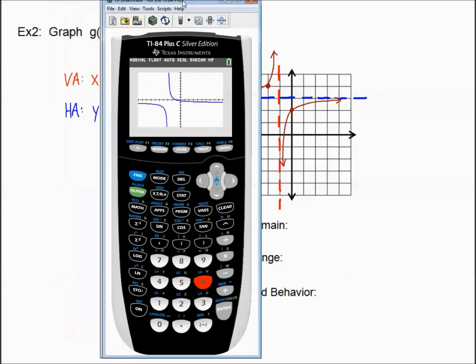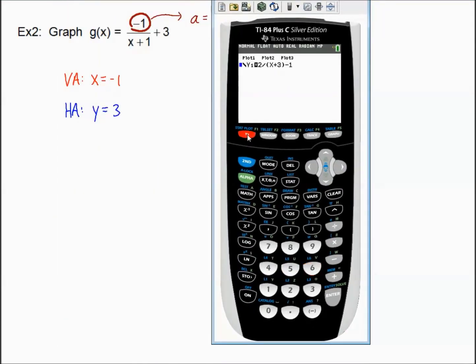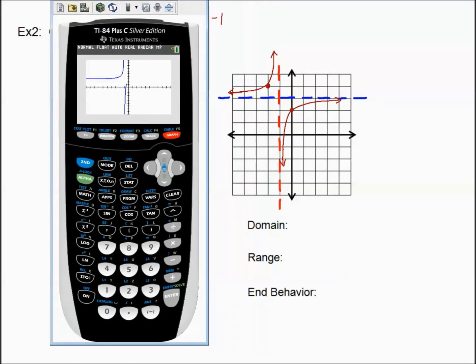Let's check the second one. Let's go back to y equals. I'm going to clear out that first one and plug this one in. We've got -1. When I hit the divide, I need to remember to put in parentheses x plus 1 and close that set of parentheses before I do my x plus 3. And then I can press graph. And let's see if that's what I get. Yep, there it is. Again, it's not going to graph the asymptotes, but it's a good way of checking yourself. I would use it at the end to check that you've done everything correctly by hand.